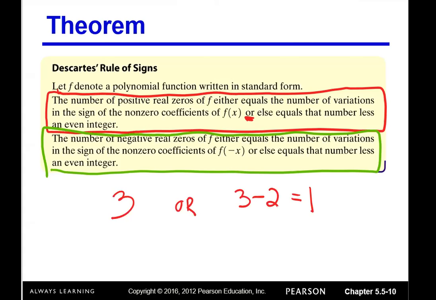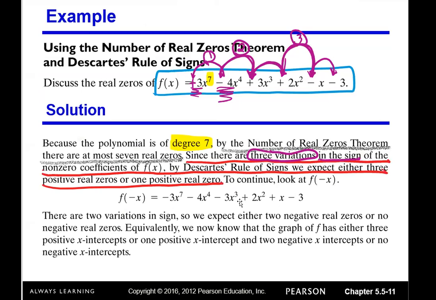So if I go back, it says, there it is. It says either 3 positive real zeros or 1 positive real zero.